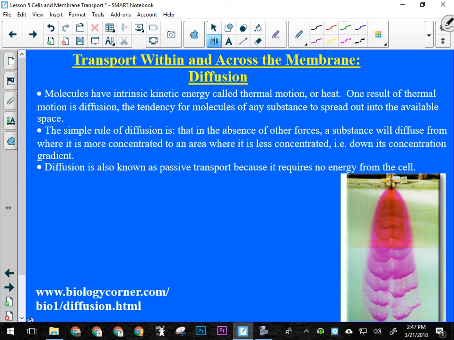All right, so simple rule of diffusion: in the absence of other forces, something moves from where it is more concentrated to where it is less concentrated. We call that down the gradient, because that's how naturally things go, is downward. It doesn't require any energy to go downward. Okay, so diffusion is passive. It requires no energy from the cell.